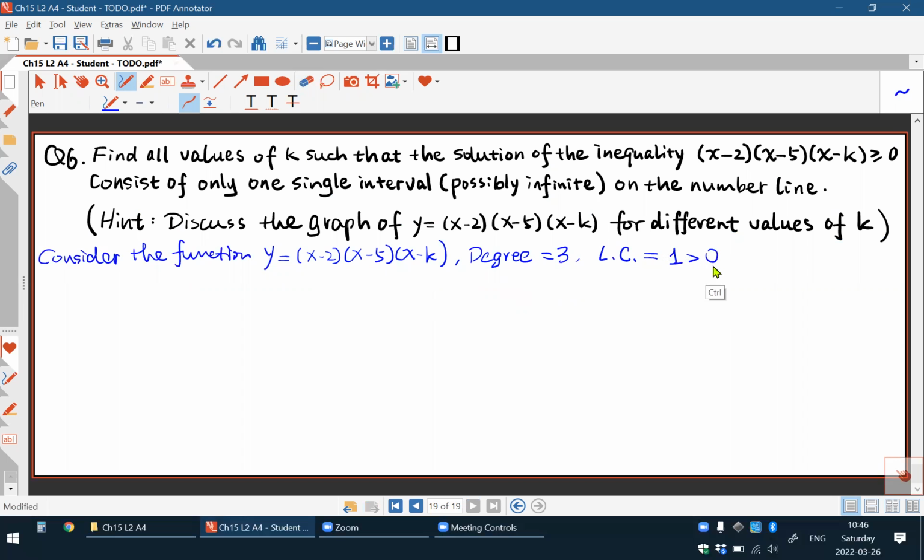Which is greater than 0, right? And actually 3, you can write it here as a reminder that 3 is actually an odd number. Okay, so how about the zeros? Zeros can be 2, right? And also x can be 5, order 1, right? And x can also be k with order 1, right? Okay, so let's consider.